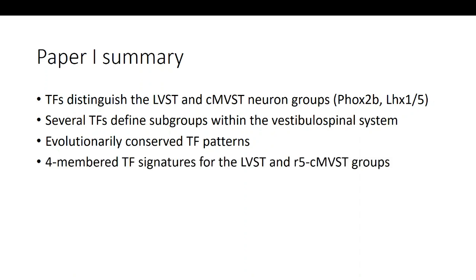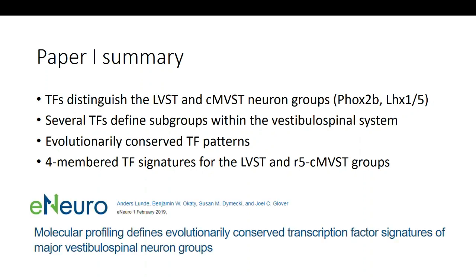And we found some 4-membered transcription factor signatures for the LVST and the R5 CMST group, which can prove valuable in the future. These results have been published in the neuroscience journal eNeuro. I will now talk about my second paper.